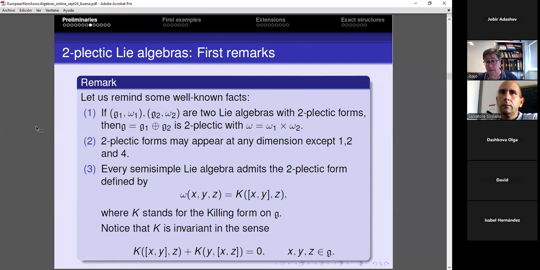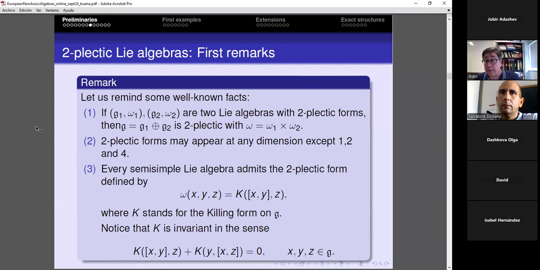Some known facts. The first thing is that if you have a direct sum of two Lie algebras and both are 2-plectic, then you can construct obviously a 2-plectic structure in the product Lie algebra just by doing the product of both structures. Second thing is that we can have 2-plectic forms in any dimension except the two obvious dimensions 1 and 2, and dimension 4, because in dimension 4 it can be seen that you cannot have a non-degenerate 3-form.